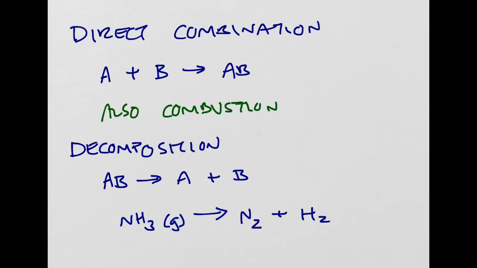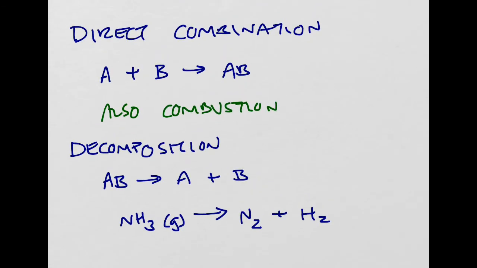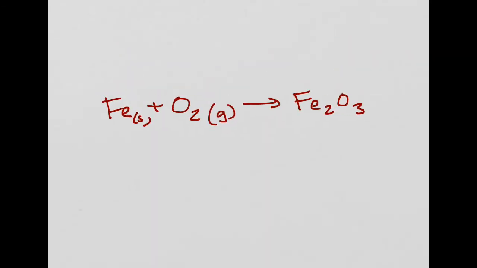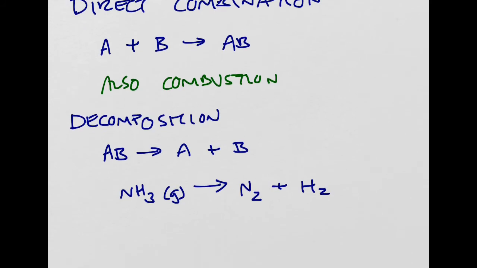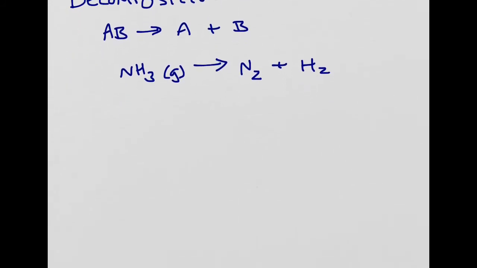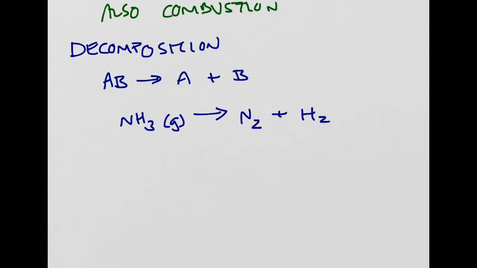So again, we have two so far, direct combination. I'm sorry, we actually have three so far, right? Did I know? Oh, no, I don't know where I'm thinking. All right, so we had direct combination, then we have decomposition. The next one we have is something called single replacement. What color am I using here? Oh, blue. Okay.